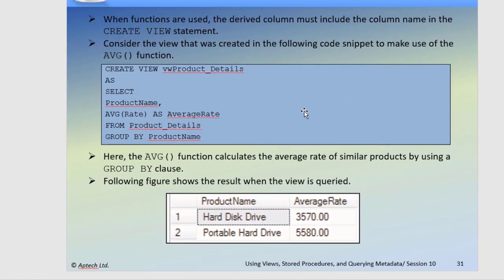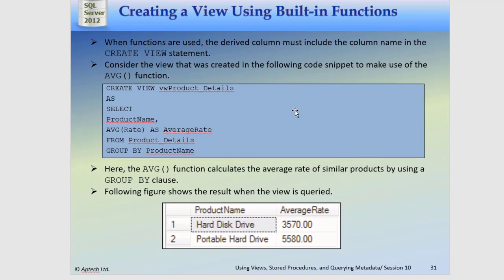Let's move on. Creating a view using built-in functions. Now, when functions are used, the derived column must include the column name in the create view statement. Consider the view that was created in the following code snippet to make use of the average function. We are going to copy this. Okay.